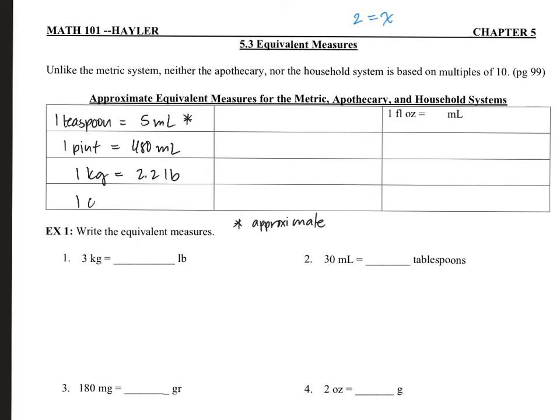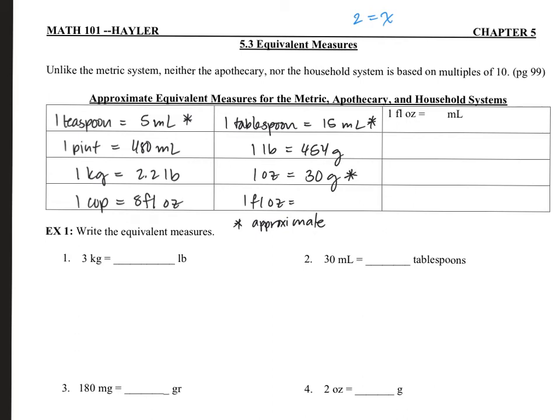1 cup is equal to 8 fluid ounces. 1 tablespoon is equal to 15 milliliters, and this one, note, is an approximation. 1 pound is equal to 454 grams. 1 ounce is equal to 30 grams, and also an approximation. 1 fluid ounce is equal to 2 tablespoons.